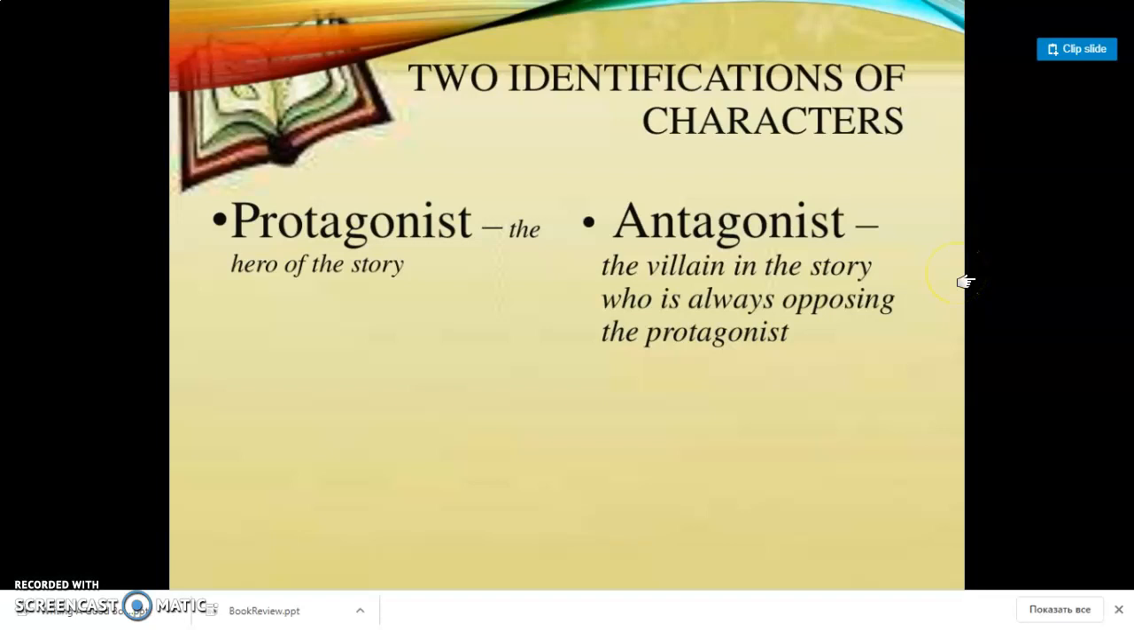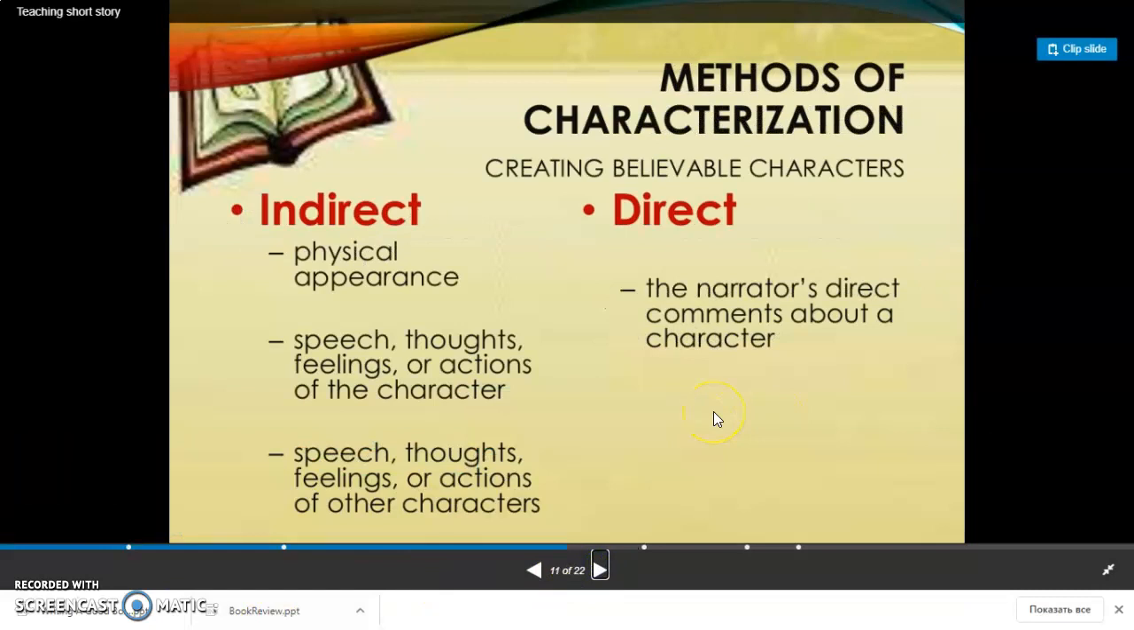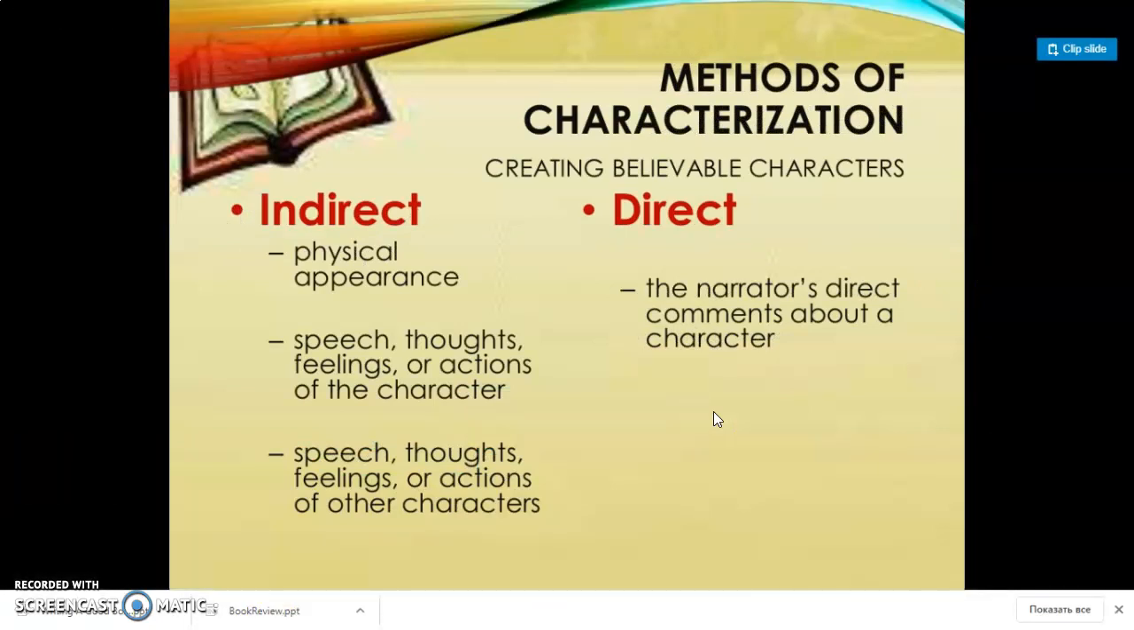The identification of characters: protagonist, the hero of the story, and antagonist, the villain in the story who is always opposing the protagonist. Methods of characterization, creating believable characters, can be direct or indirect. The indirect way is physical appearance, speech, thoughts, feelings, actions of the character. However, in direct characterization, we can see the narrator's direct comment about a character.